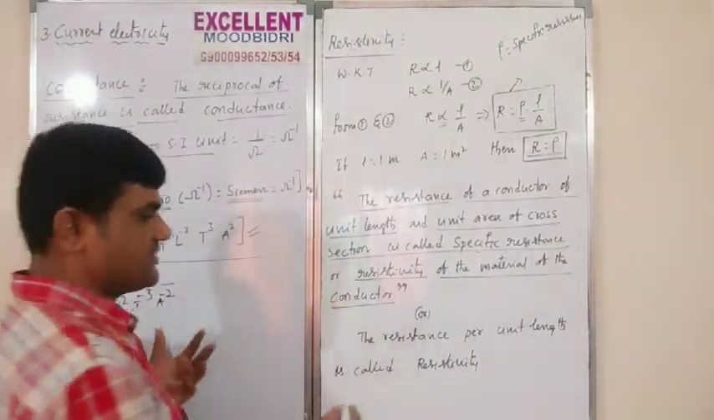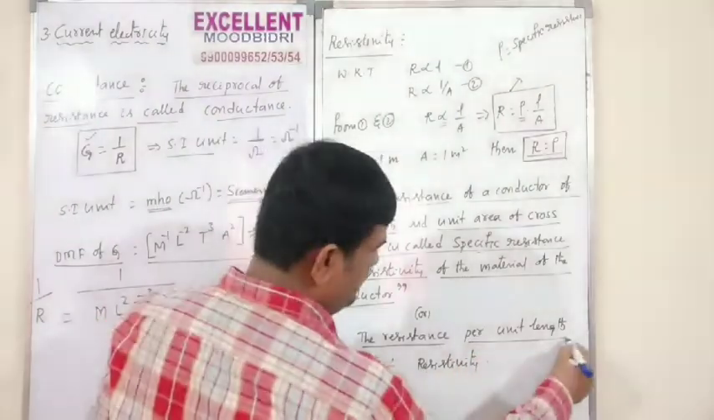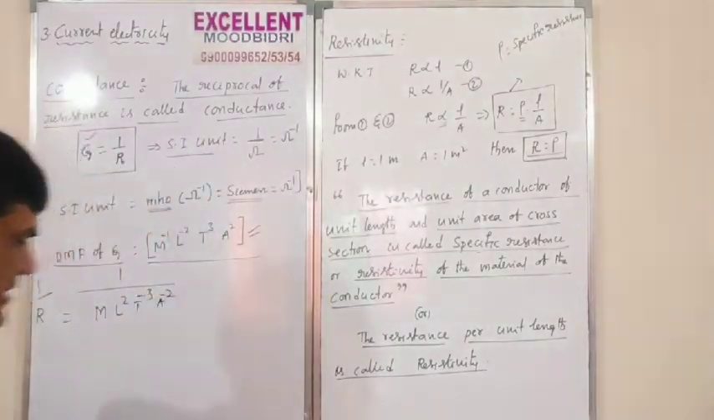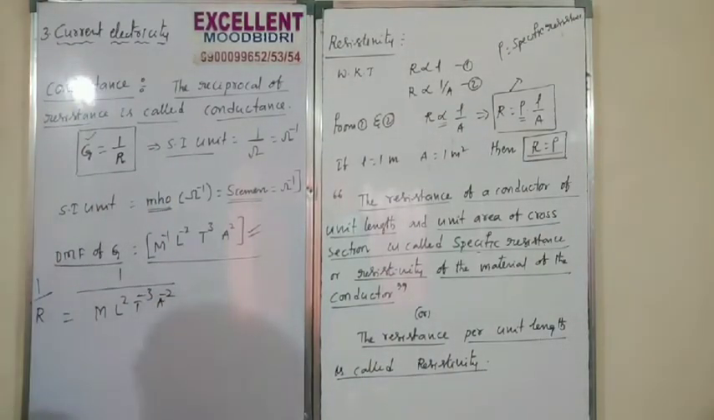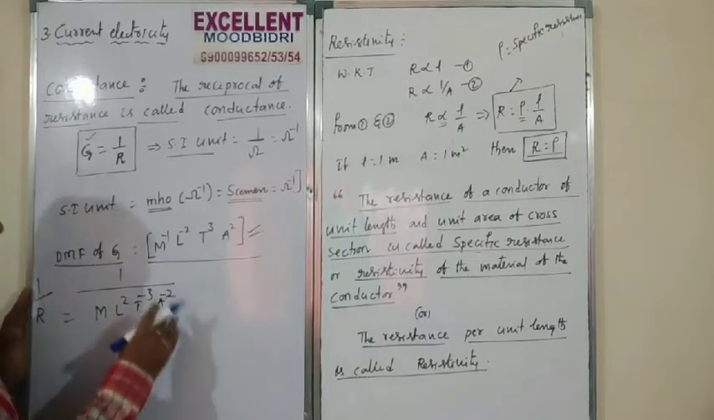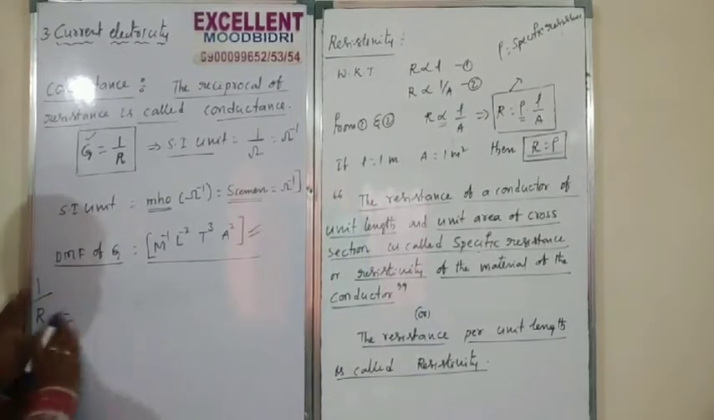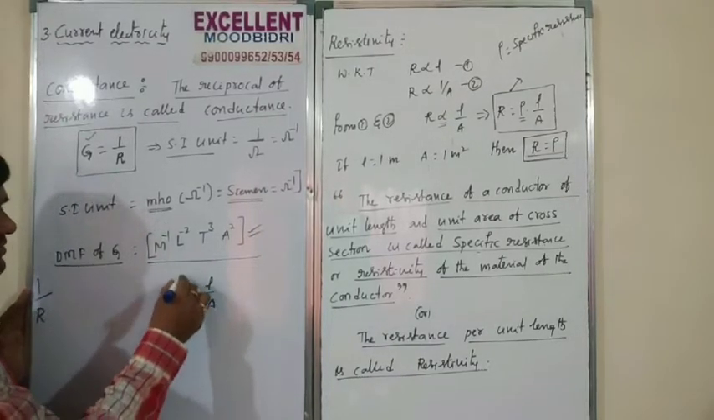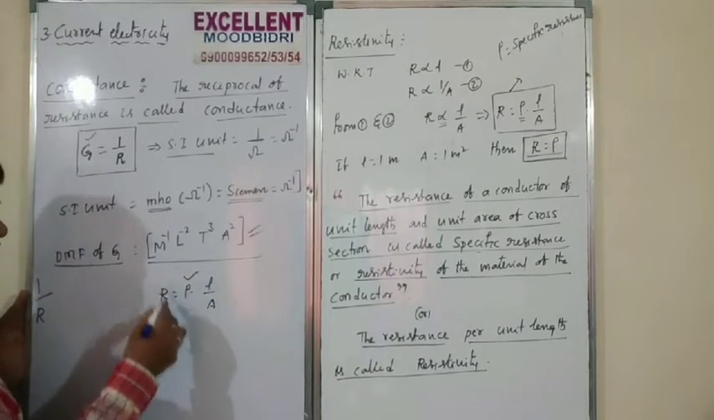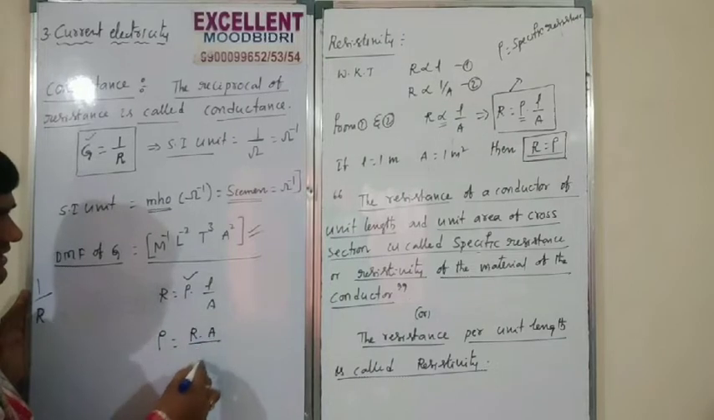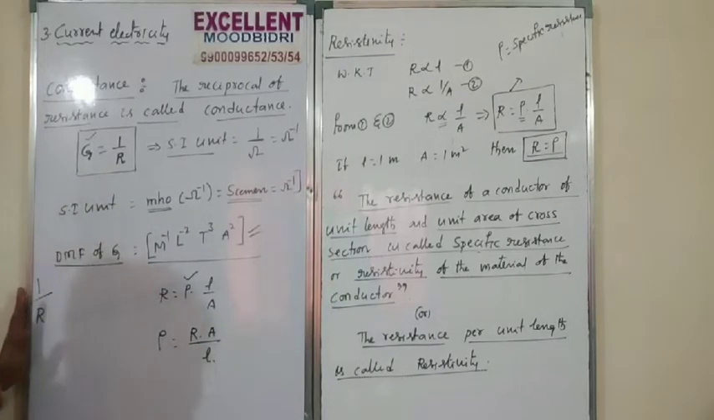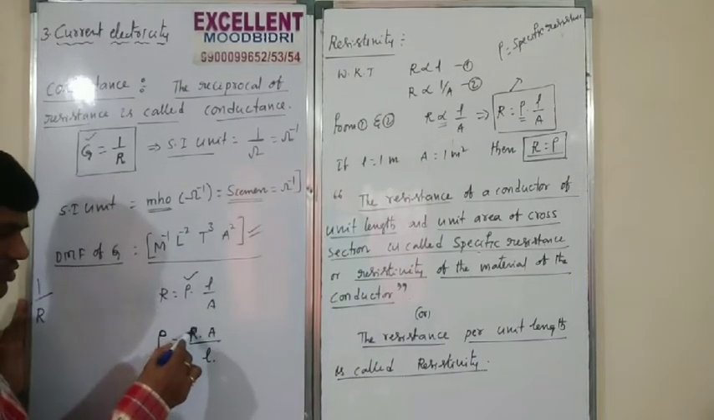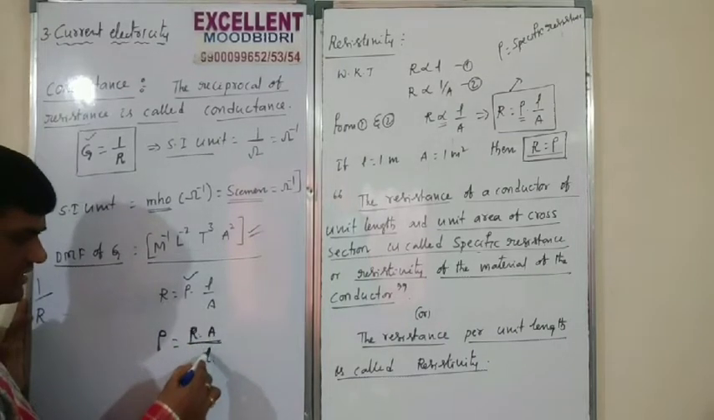And one more shortcut definition: the resistance per unit length is called resistivity. Then what is the formula? R is equal to rho into L by A. I want rho, so transferring to this side, rho is equal to R into A divided by L. That means resistivity is equal to R into A divided by L.